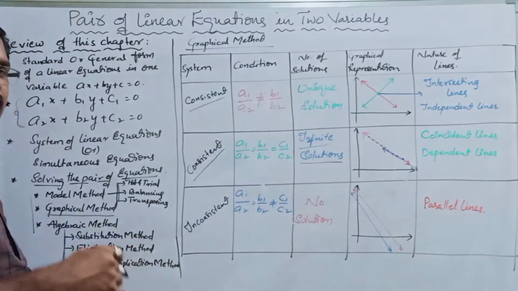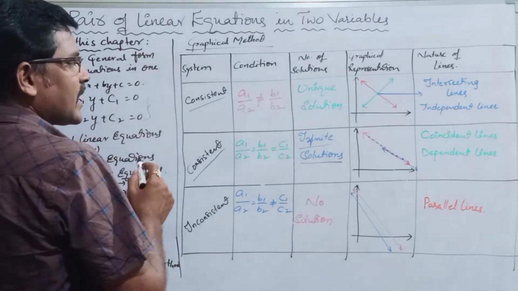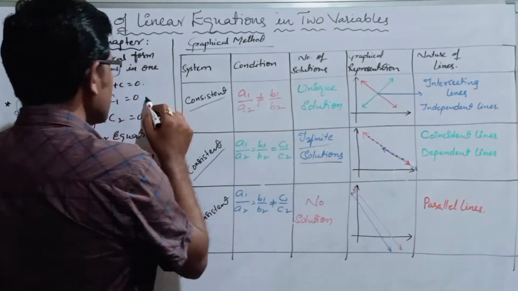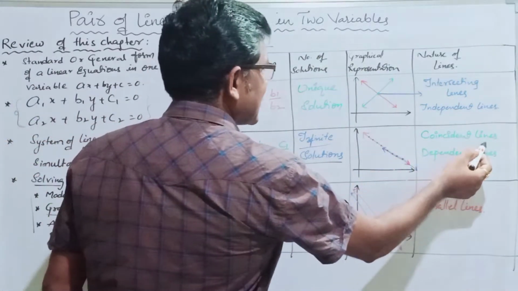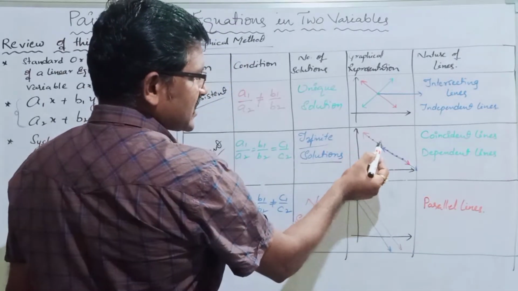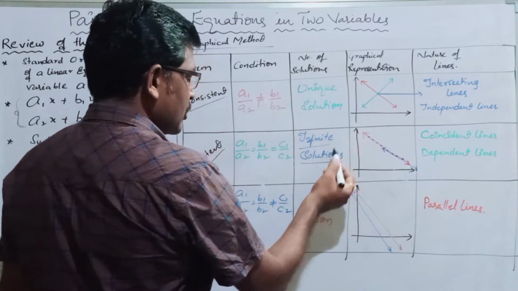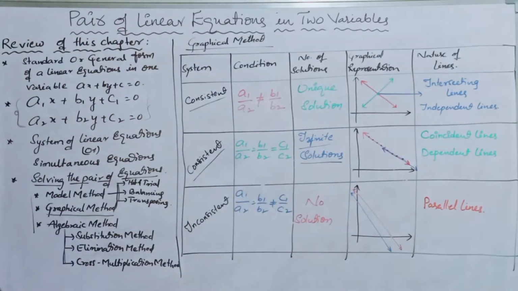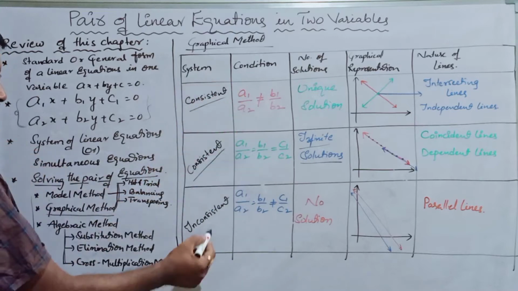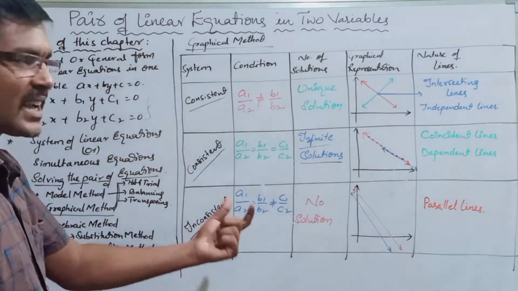That means many solutions. If these two equations have many solutions, the graphical representation of these two equations is coincident lines or dependent lines. In this graph, each point is called a solution of these two equations. Next, the system of equations is inconsistent.